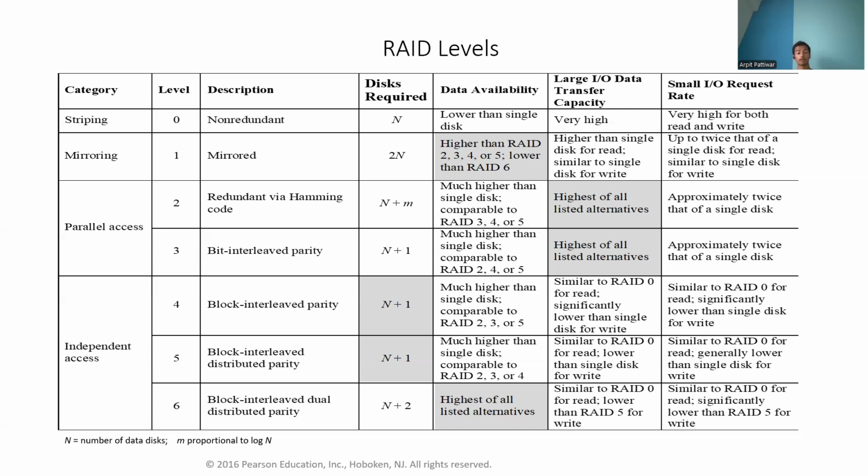Second and third are parallel access, and the disks required are n plus m and n plus 1 respectively. The data availability is much higher than a single disk and comparable to 4 or 5. The transfer capacity is the highest of all the listed alternatives. Similarly, the next is independent access, which consists of levels 4, 5, and 6. And the disks required are n plus 1, n plus 2, and n plus 1 respectively.